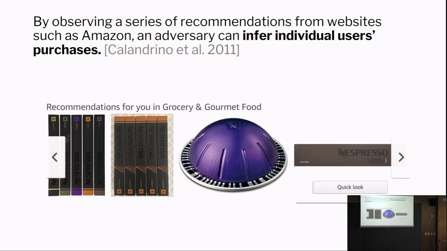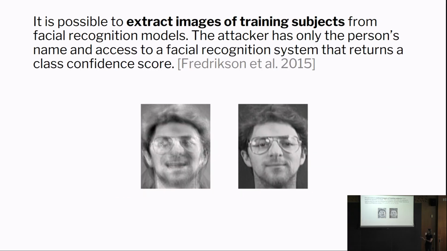So for example, Calandrino et al. showed that by observing a series of recommendations from websites such as Amazon, an adversary can infer individual purchase histories. And it can do this inference with very high accuracy. These recommendations are based on your purchase history, so this paper showed you can go from these recommendations back to the purchase histories with high accuracy. This is for one person. Okay, so this is one example.